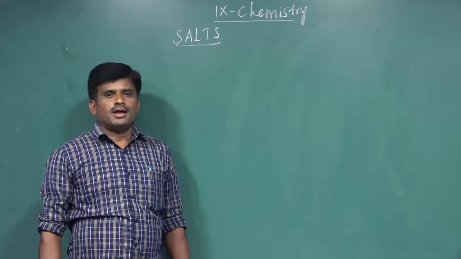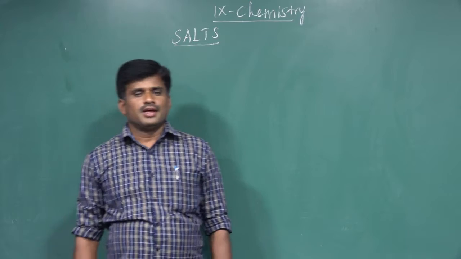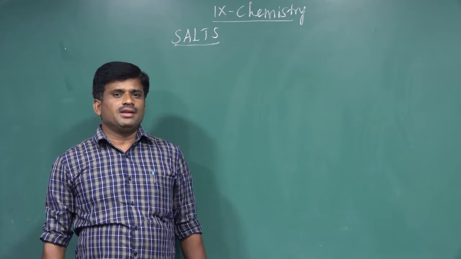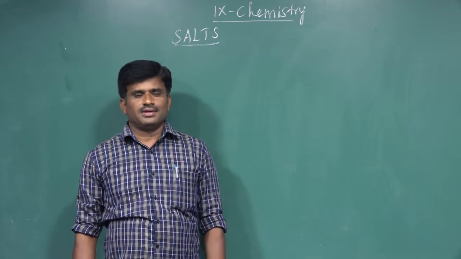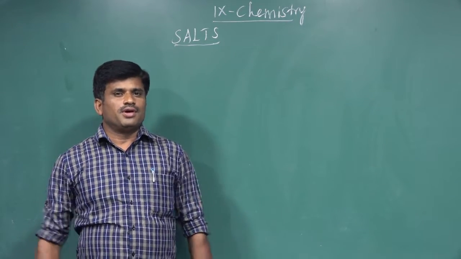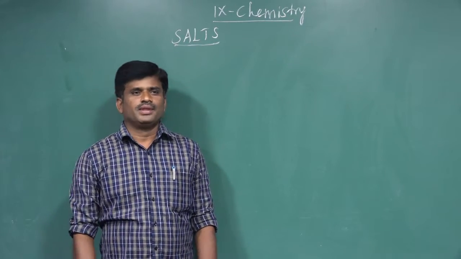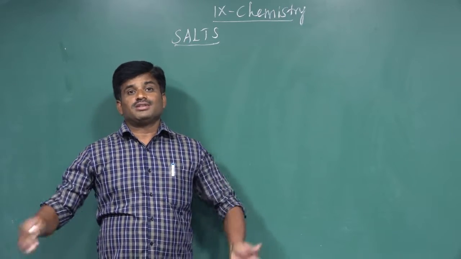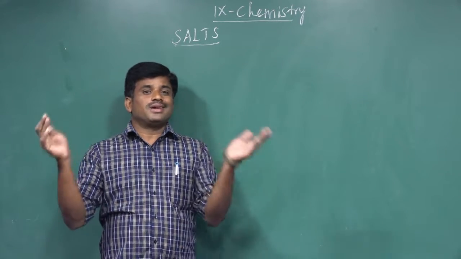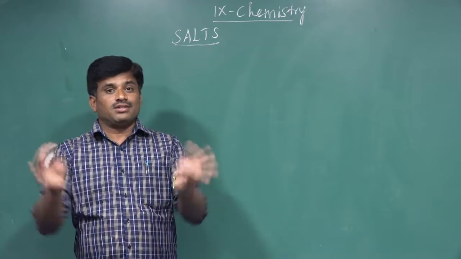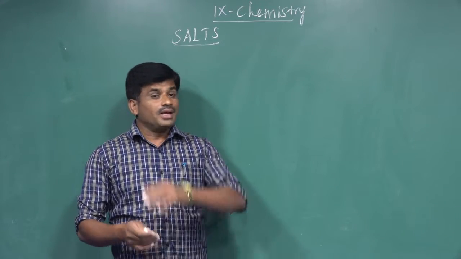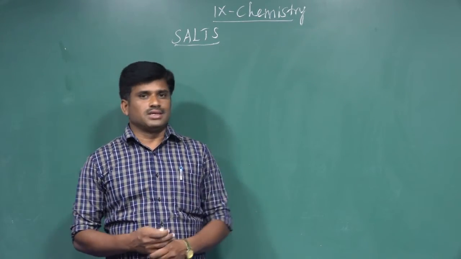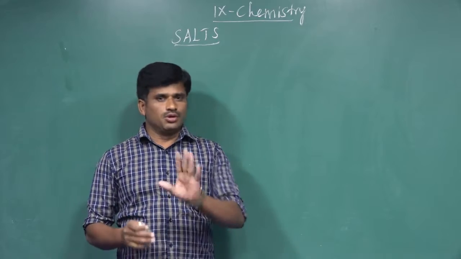When you say salts, you may think about common salt. The chemical name of common salt is sodium chloride. Seawater contains many salts, and common salt is also present in it. In addition to common salt, many other salts are present. We can separate sodium chloride, that is common salt, from the other salts. This is a common thing you should know.